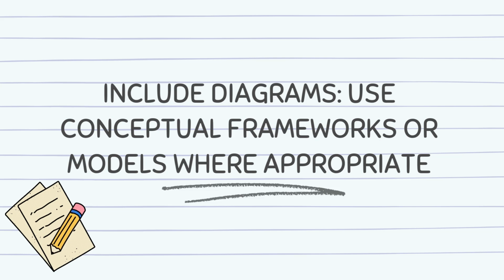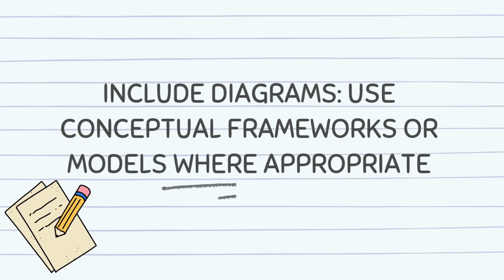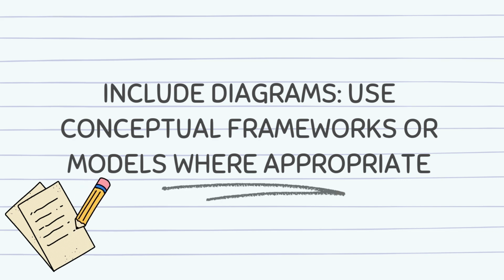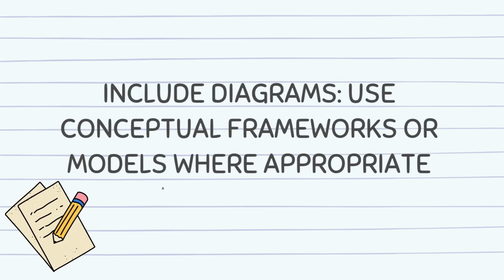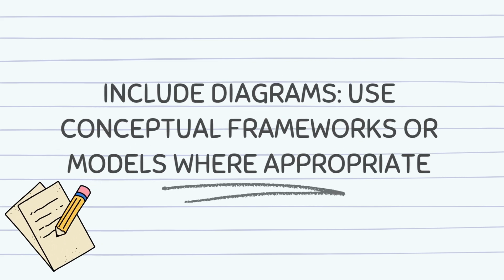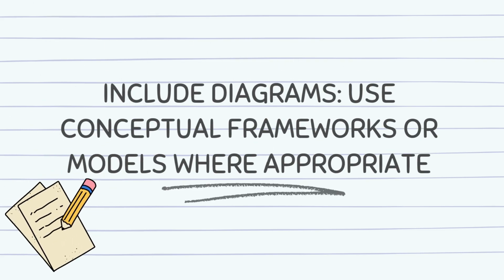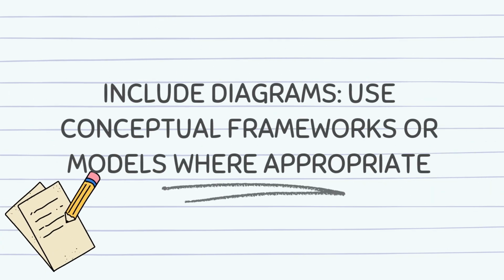Best practices for using diagrams. To maximize the effectiveness of diagrams in Chapter 2, follow these best practices. Keep it simple. Avoid overly complicated visuals. The diagram should simplify, not confuse. Ensure relevance. Only include diagrams that directly contribute to the discussion. Label clearly. Use titles, legends, and captions to explain the diagram. Maintain consistency. If multiple diagrams are used, maintain a uniform style. Cite sources properly. If the diagram is adapted from another study, provide appropriate citation.